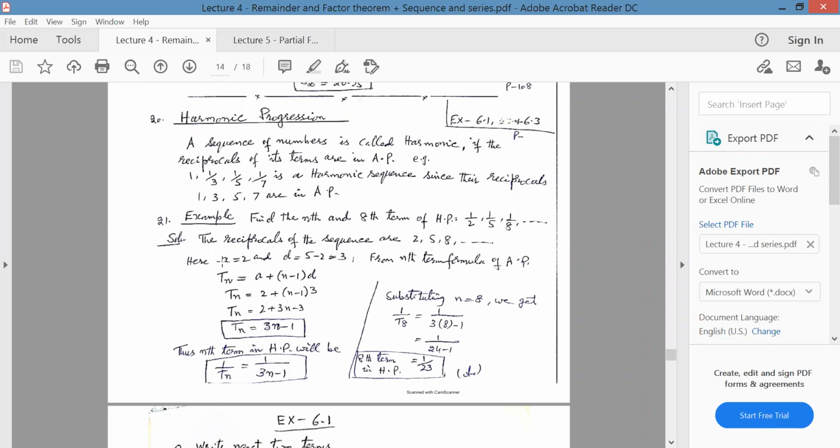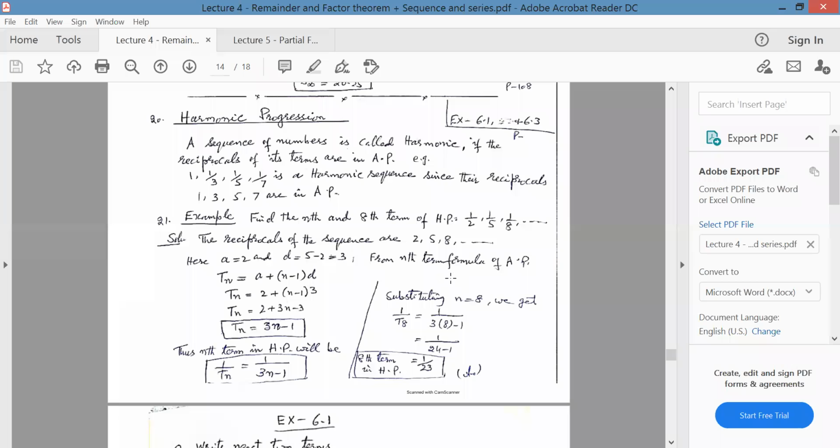The reciprocals of the sequence are 2, 5, 8 and so on and so forth. Here, what is the first term? A is 2. How do we find the common difference? From the next term, subtract the previous term. 5 minus 2 is 3. The common difference is 3.